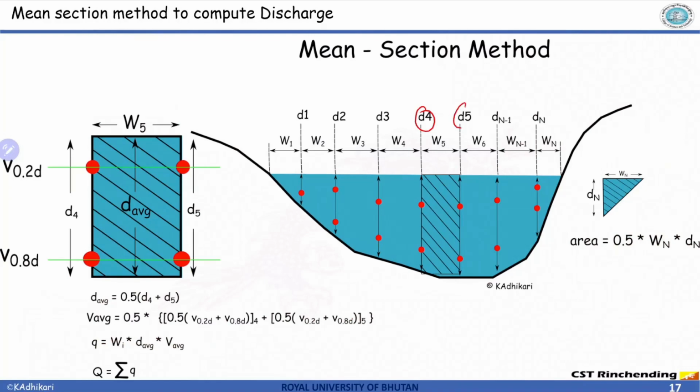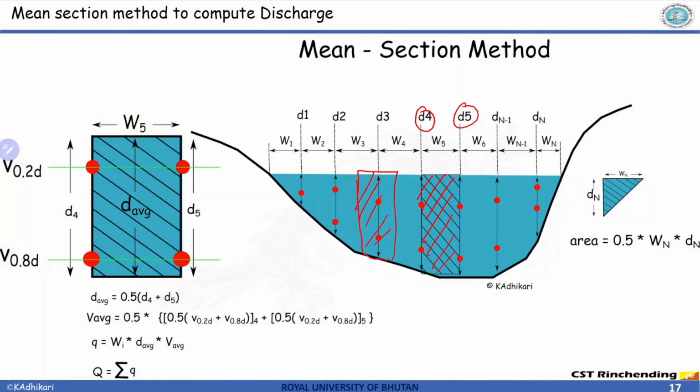Let me take d4 and d5. These are the two verticals where you have done the measurement, right? In the previous case, if this was the vertical on which you have done the measurement, then you would have gone halfway, and then you would have chosen this as your strip. But in this case, in the mean section, you will choose the strip between two verticals on which the velocity measurements are available. So this becomes your strip.